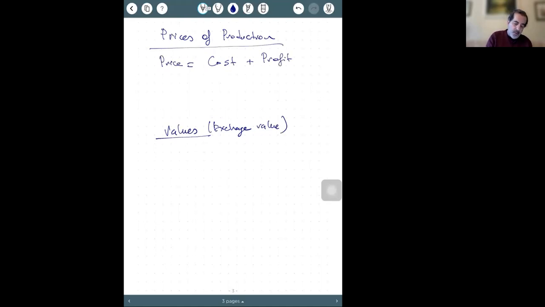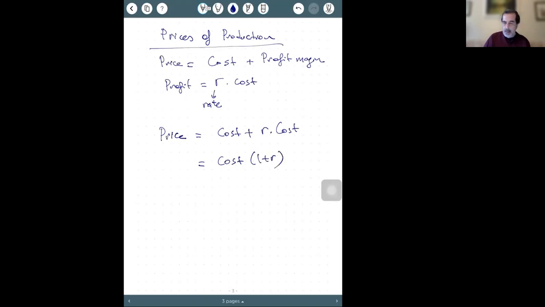And this profit is equal to, basically, R times, profit rate. This is profit margin. This is profit rate. Rate of profit, right? Rate of profit times cost. Therefore, price of production, of course, we talk about cost plus R times cost, which is equal to cost times 1 plus R, right? So that's the basic idea. So this is the price of production we are talking about, right?